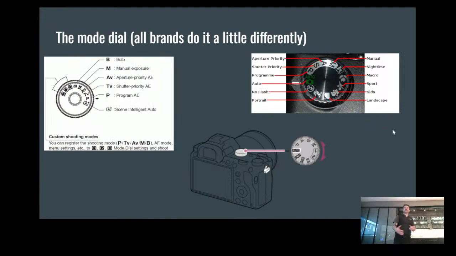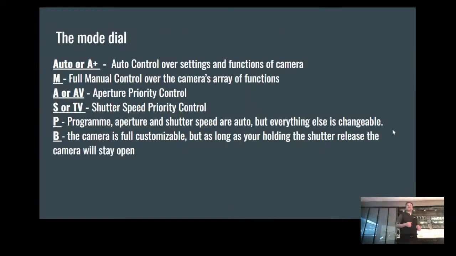So the mode dial, like I was talking about earlier, all brands are going to do a little differently. No mode dial is going to look the same going from one brand to the other. So Nikon, Canon, Sony, Fujifilm, Olympus, Leica, Hasselblad, all of them use different mode dials, different looks, and different letters or pictures. They all basically do the same thing. Just learn whichever one you have, and if you don't understand it, ask questions. Typically, these are the main ones you're seeing on there.